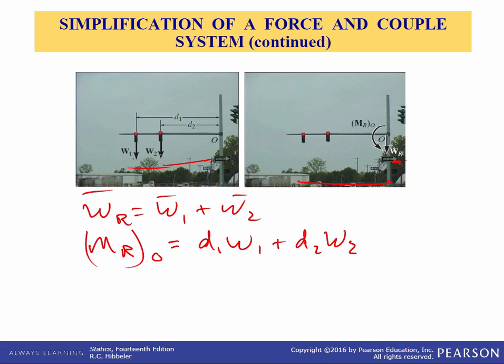We moved the two weights to point O. We added them together to get the resultant weight. But when you move a force a distance not along its line of action, you also have to account for the moment that that force had. So we would also apply a moment at point O, which is equal to this in this case.